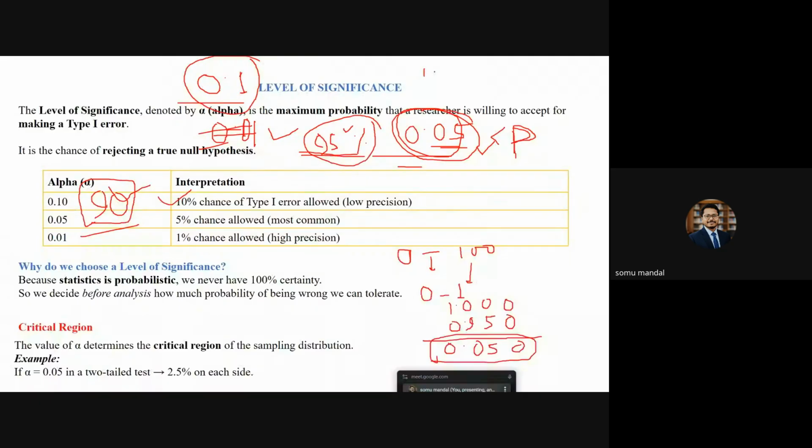0.1, 1 minus 0.9. So you get the value 0.1. So if the p-value is less than or equal to 0.1, then also you consider your result indicates a significant result.